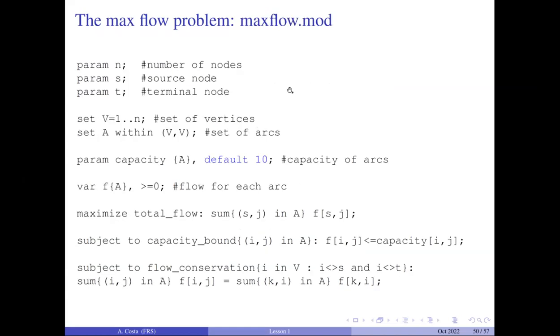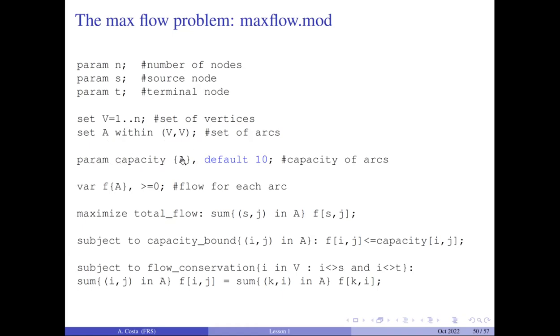How can we write this in AMPL? So let's start again, as usual, from the mod file. We define the parameters, the number of nodes, the source and the terminal node, the set of vertices, the set of arcs. This within is a new keyword. It means that you take the set of all the pairs, all the combinations of vertices, and the set A is a subset of this. But this set A, V, everything else will be defined in the data file, because every arc is defined by a pair of vertices, as we say.